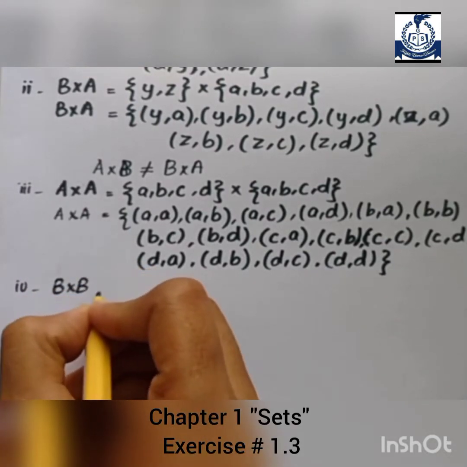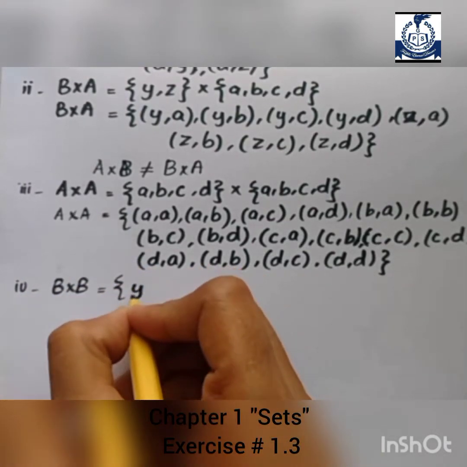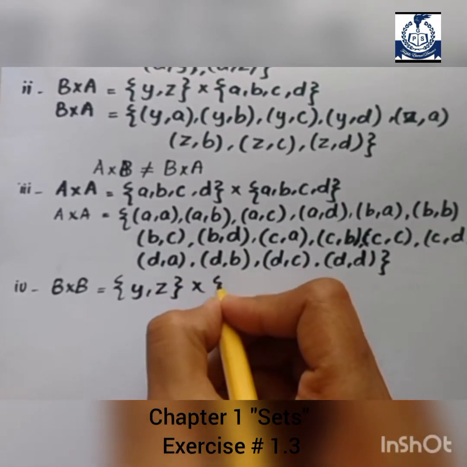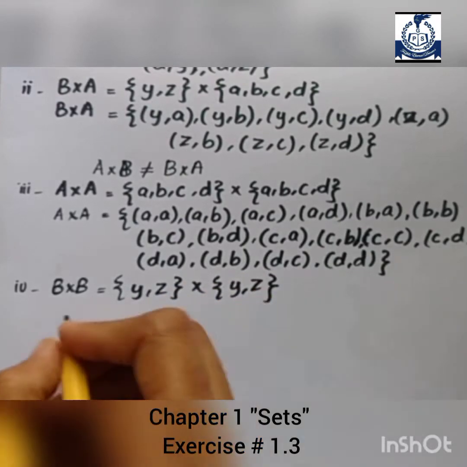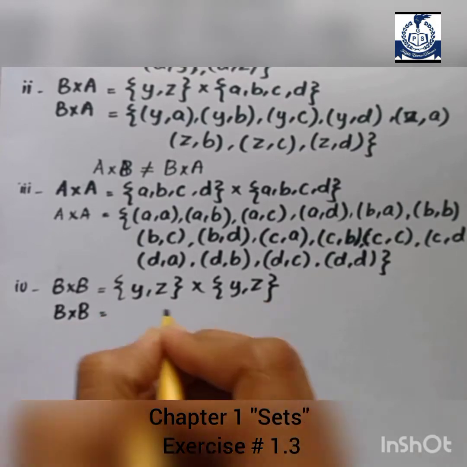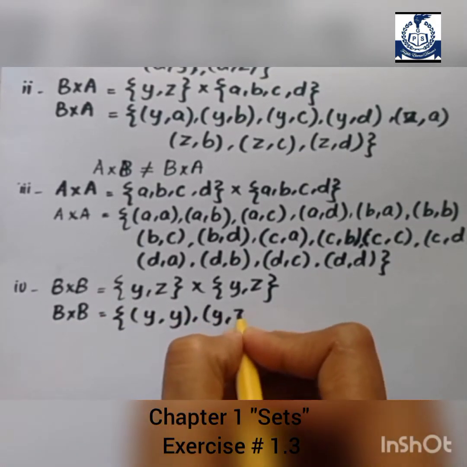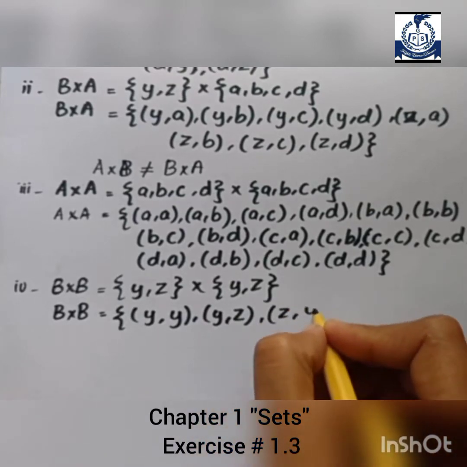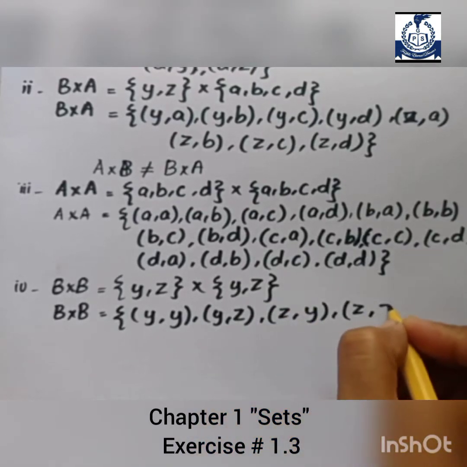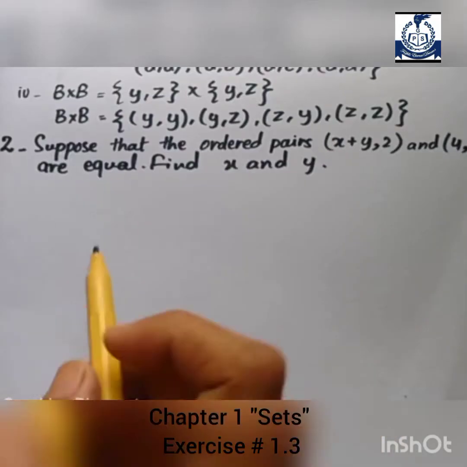Part 4 is B multiplied by B. In place of B we write the elements y comma z, Cartesian product y comma z. So 2 and 2, 2 2s are 4. First we take y with y and y with z. Then we take z comma y and z comma z. So this is the answer.